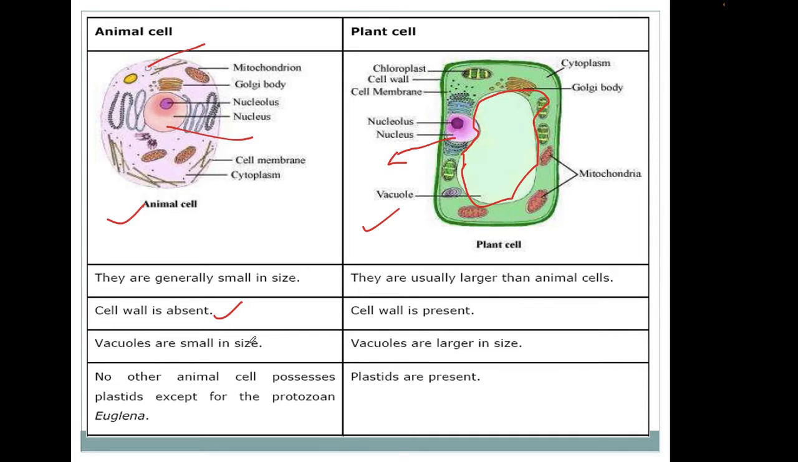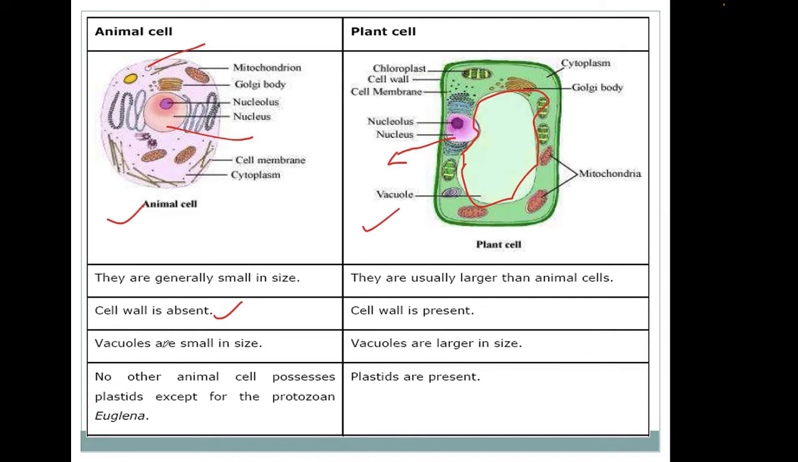In the animal cell, vacuoles are small in size, but in the plant cell, vacuoles are larger in size. We can see in this animal cell, these are the vacuoles, but these vacuoles are small and temporary. But in the plant cell, vacuoles are larger in size and permanent. This is the vacuole, a big structure.